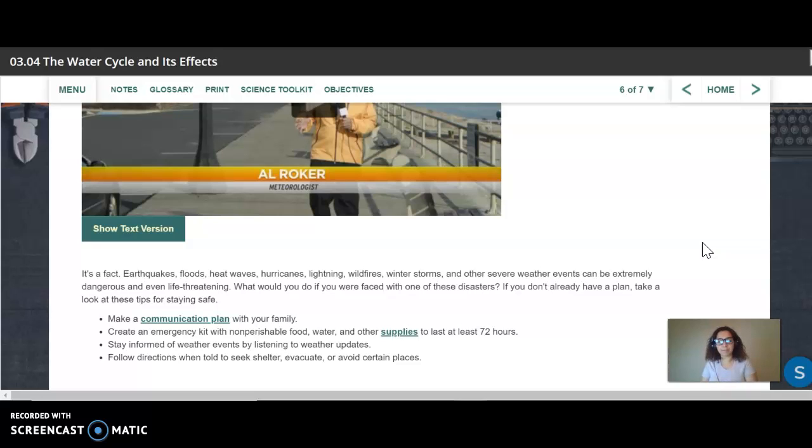One thing that's important if there is bad weather is that you stay informed of weather events by listening to weather updates. This can be on the TV, through the internet, online where you can read it, or maybe even turning on a radio. And finally, when there are directions to seek shelter or evacuate or avoid certain places, it's important that you take those directions seriously in order to keep you safe.